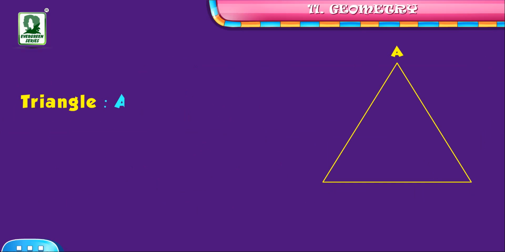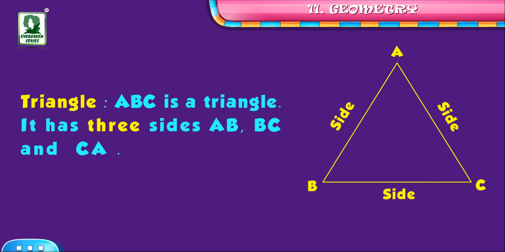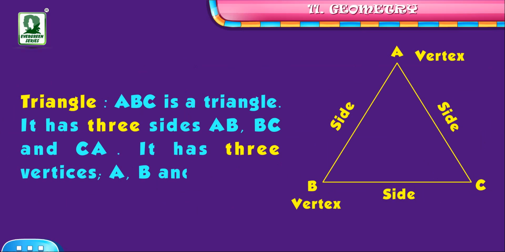Triangle. ABC is a triangle. It has 3 sides AB, BC and CA. It has 3 vertices A, B and C.